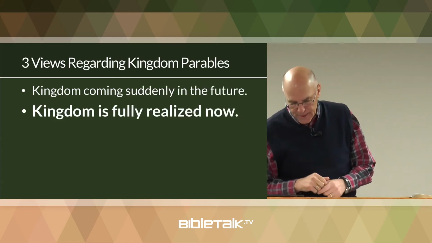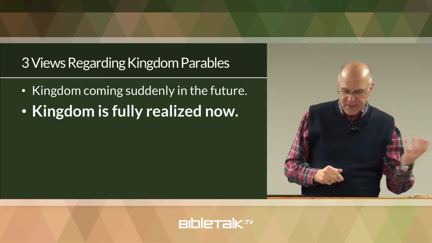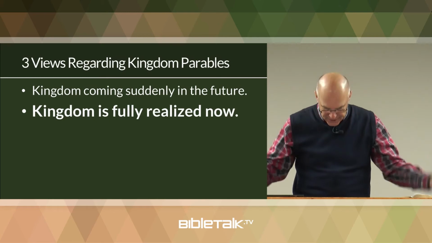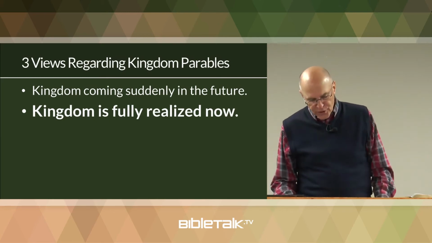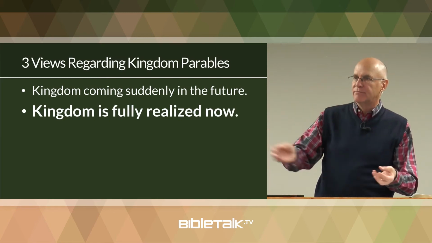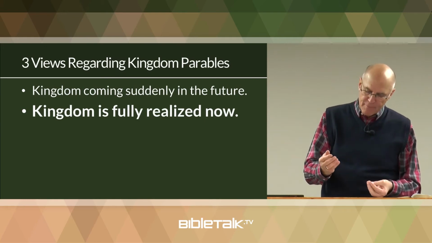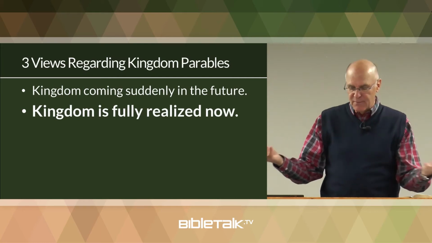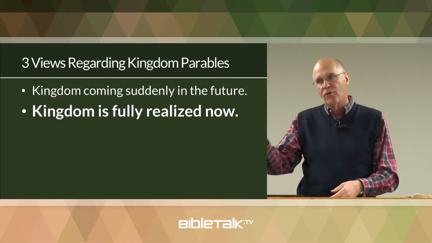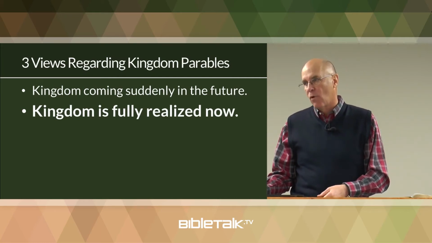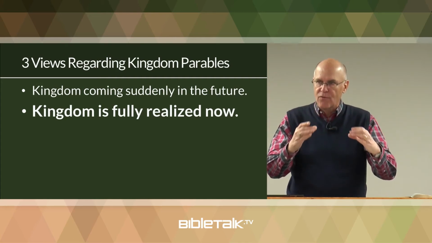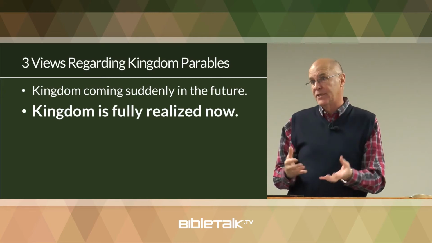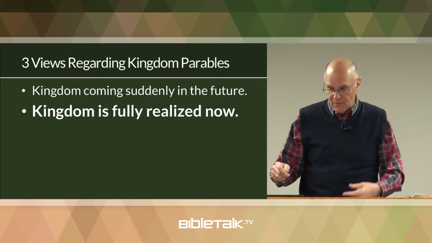Another view, the other extreme, is that the kingdom is fully realized and it is complete here on earth, and all we're doing is just adding to it as time goes by. So for these people, the leaven rising is simply interpreted as the ongoing growth of the kingdom. Why? Because their view is already formed. They believe the kingdom's already here and it's complete. It's just getting bigger.